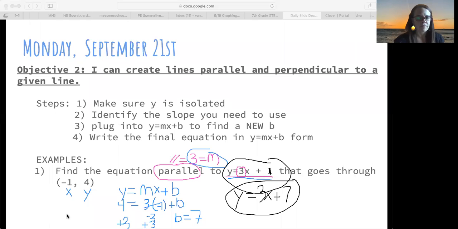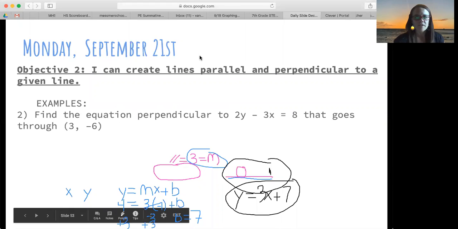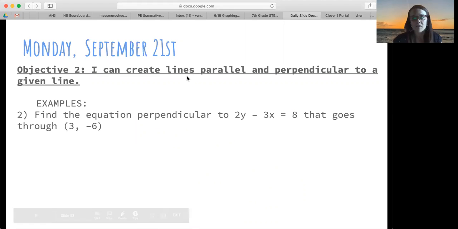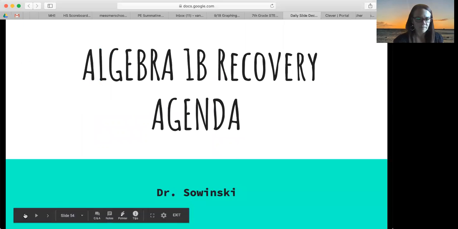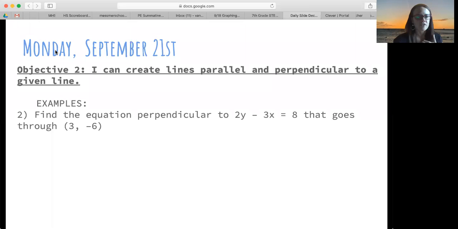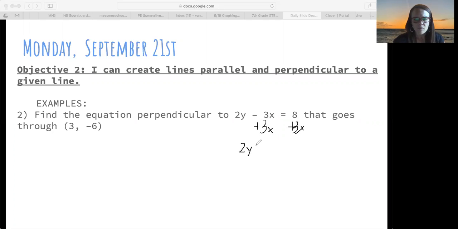All right, let's try an example of a perpendicular, just to show you what it might look like. Okay, perpendicular. So first step is to make sure that y is by itself. And as we can see, y is not by itself. So I'm going to go ahead and solve for y. So I'm going to add the 3x to the other side. So I'll have 2y equals 3x plus 8.